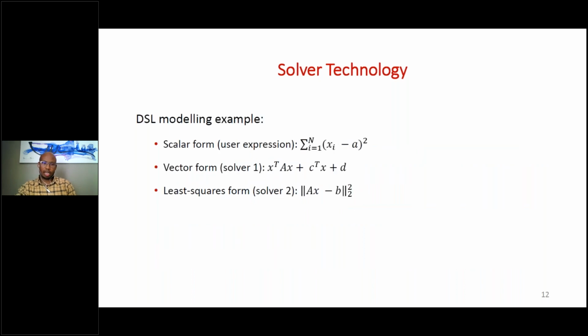Let's look at a DSL modeling example. So the user can specify, let's say, a quadratic expression, which could be an objective, in a DSL. The DSL can then take the expression and feed it into one solver, which could take a vector form of a quadratic function. But then if a user is looking to use a different solver, which uses a least squares form, the DSL can automatically convert the user's specified expression into the least squares form as well.